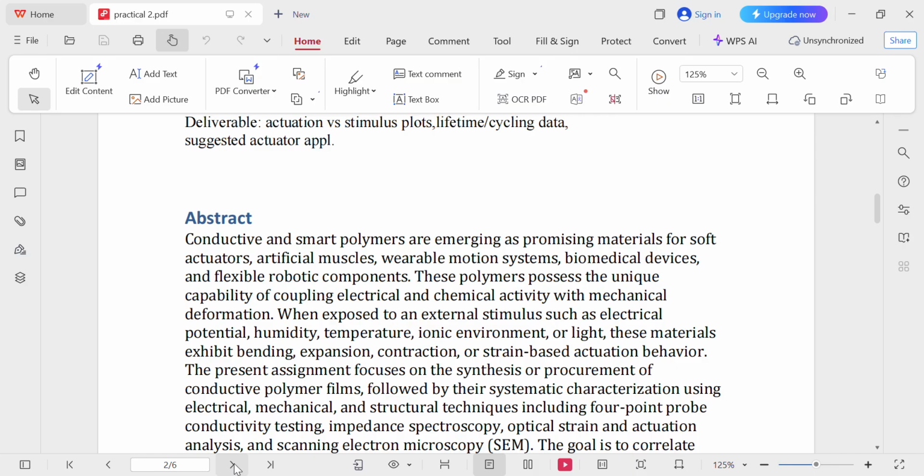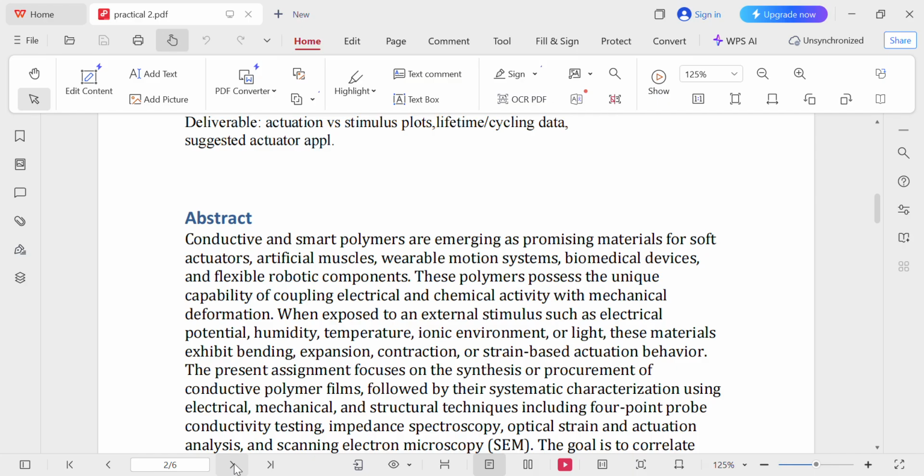Next, the present assignment focuses on the synthesis or procurement of conductive polymer films, followed by their systematic characterization using electrical, mechanical, and structural techniques, including the 4-point probe conductivity testing, impedance spectroscopy, optical strain and actuation analysis, and scanning electron microscopy. This assignment is about making or getting thin sheets of the conductive polymer and then carefully testing them to study their electrical properties, strength, movement, and surface structure using different laboratory techniques.